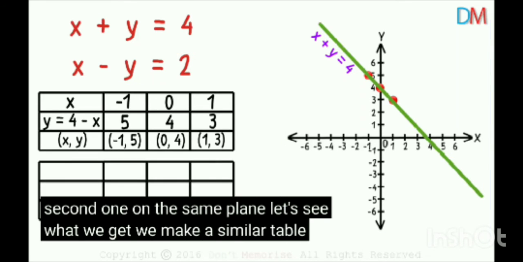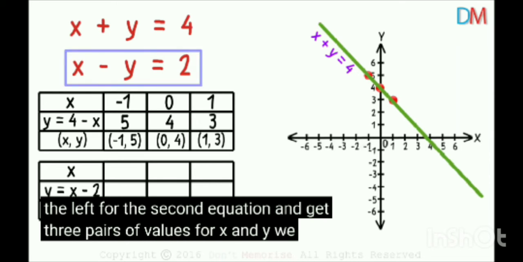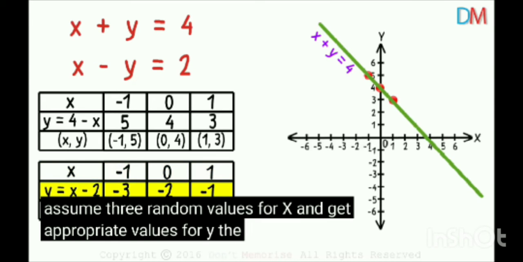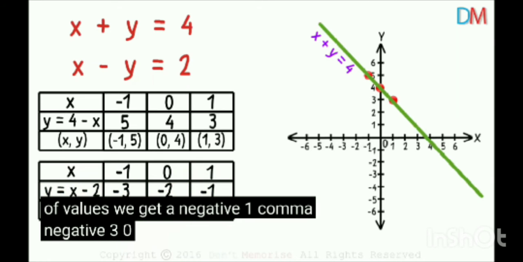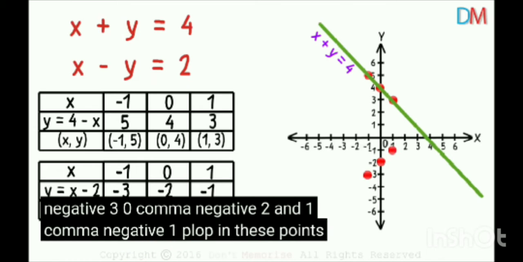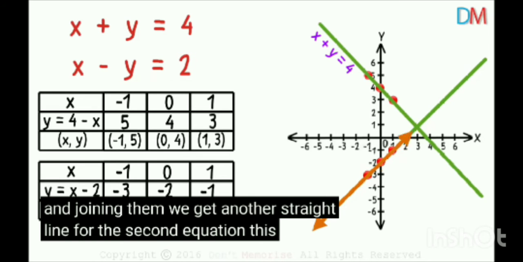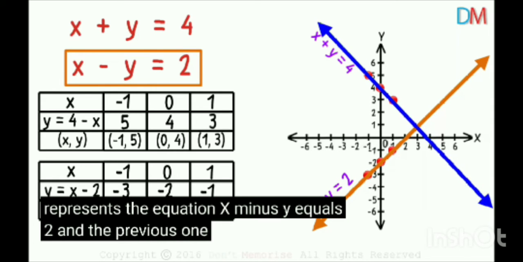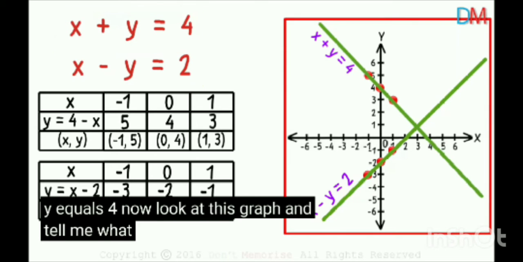We make a similar table on the left for the second equation and get 3 pairs of values for x and y. We assume 3 random values for x and get appropriate values for y. The three pairs of values we get are -1, -3, 0, -2, and 1, -1. Plotting these points and joining them, we get another straight line for the second equation. This line represents the equation x minus y equals 2. And the previous one represents x plus y equals 4. Now look at this graph and tell me what all can you deduce?